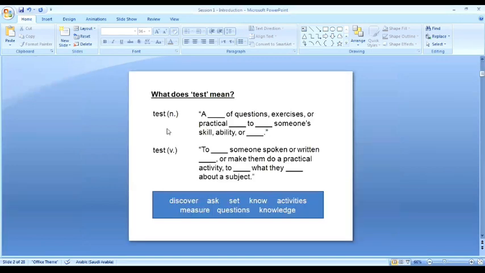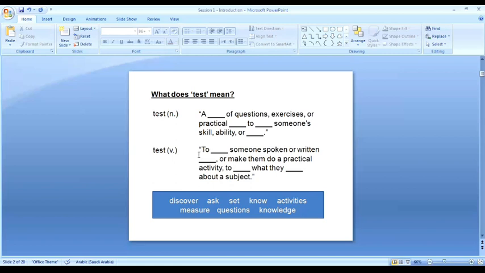So what does test mean? Test as a noun and test as a verb. Test as a noun: a set of questions. So we are going to choose words from here to complete these definitions. They said a set of questions, exercises, or practical activities to measure someone's skills, ability, or knowledge.